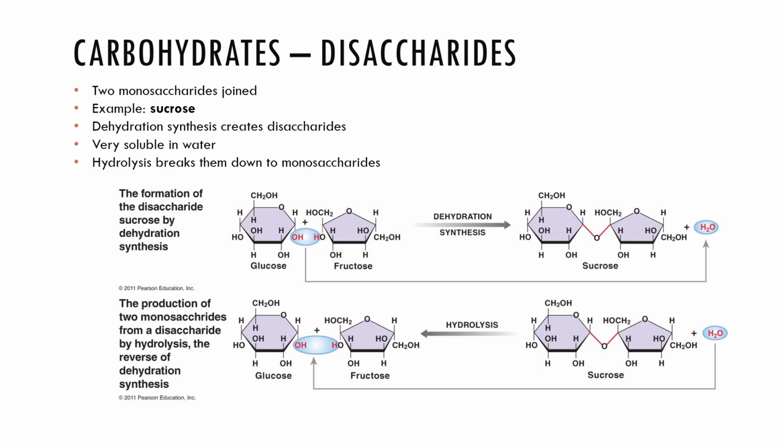So you can see here, dehydration synthesis creates sucrose from glucose and fructose. If we want to break sucrose down via hydrolysis reaction, we can do that by adding water, and we get glucose and fructose.